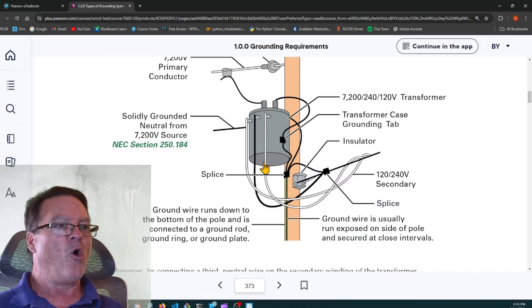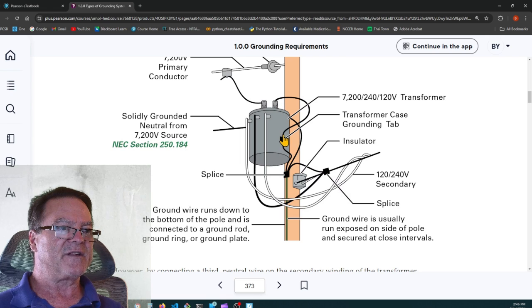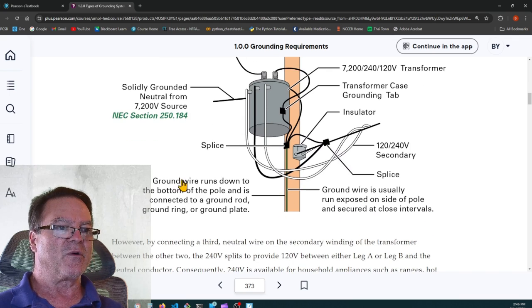So here's the pole-mounted transformer. You have one ungrounded conductor at 7200 volts to ground coming into the primary of the transformer. The secondary is tapped to the grounded neutral. This solidly grounded neutral from the 7200 volt source ties into this secondary side. It also goes to the transformer case, and it's also taken to ground with a ground wire, usually run exposed on the side of the pole and secured at close intervals. It goes to a ground rod.